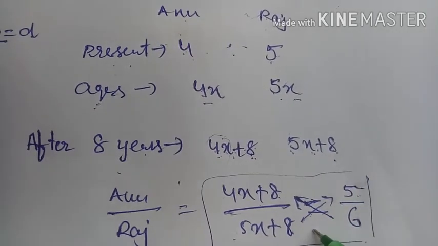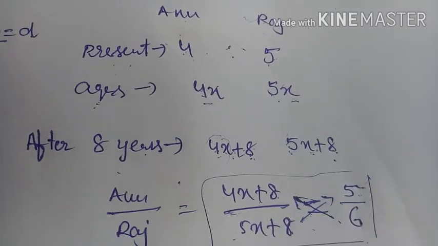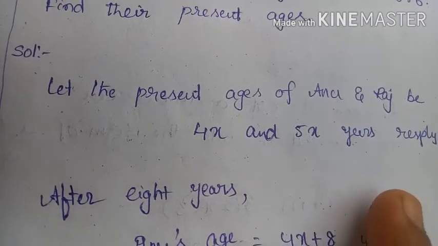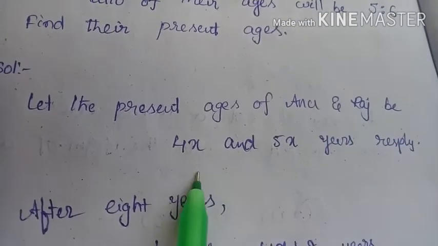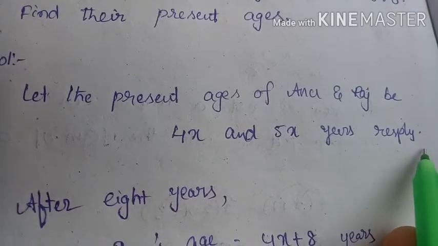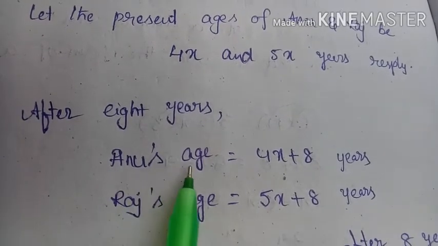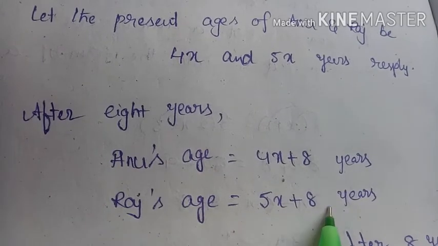So now we got an equation. We know that it is not a direct linear equation. We have to convert it into a linear equation, like a cross multiplication, then find the x value. Clear? Let's see. We don't know the present ages of Raju and Anu, so let the present ages of Anu and Raju be 4x and 5x years respectively. Next, after 8 years, Anu's age becomes 4x plus 8 years, and Raj's age is equal to 5x plus 8 years.